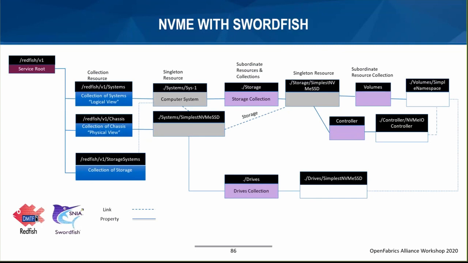Now coming to chassis, under the chassis collection we have the drive collection, and we see that there is a simplest NVMe SSD drive sitting in this drive collection. We also see that there is a link going from the simplest NVMe SSD drive to the simple namespace, which shows that this namespace is being carved out of this drive. And there is a link from the NVMe I/O controller going into the simple namespace, which tells us that this controller is the interface for accessing this particular namespace. Next slide, please.